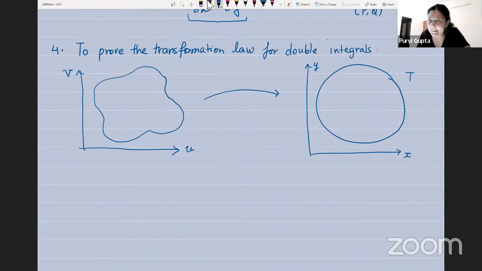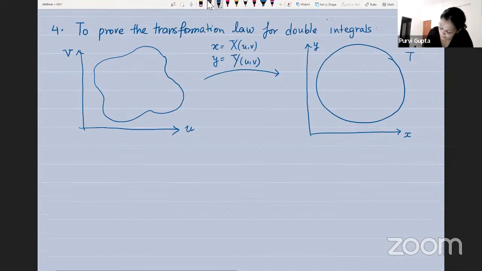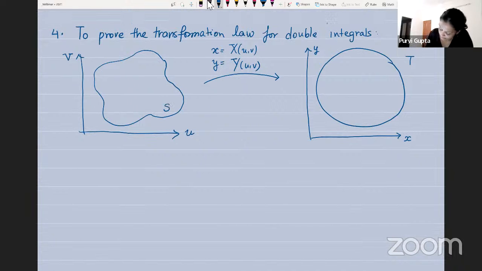You have to do it injectively, and the function that you use for the transformation should be at least C1 smooth. So that means my new coordinate small x is some function of UV, and my new coordinate small y is some function y of UV. Okay. So what does the transformation law say? Let me call this region S, and that region is already T.